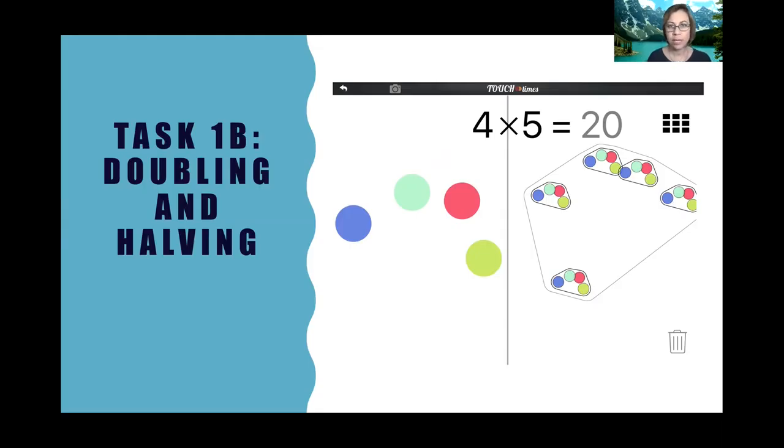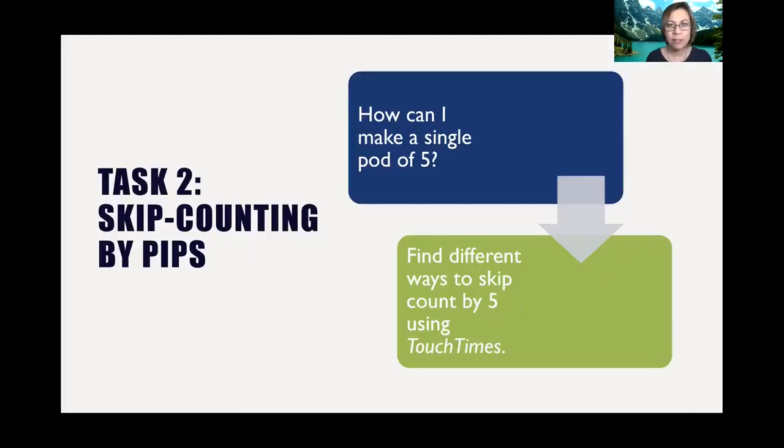Once students have had a chance to complete the task, you can bring them back together and ask them questions such as, how is doubling different than halving? Did you notice anything about halving that reminded you about what you've learned about doubling? Let's have a look at a final few tasks, beginning with how can I make a single pod of 5, and then moving from there to skip counting by 5 using touch times.